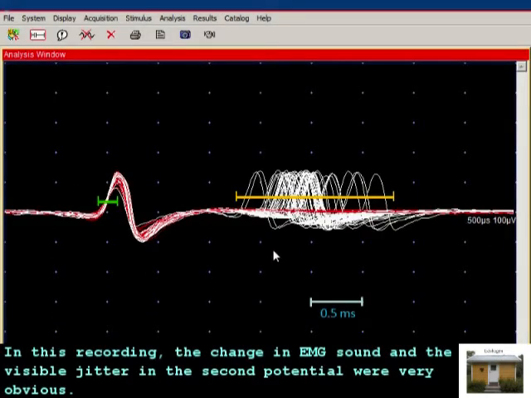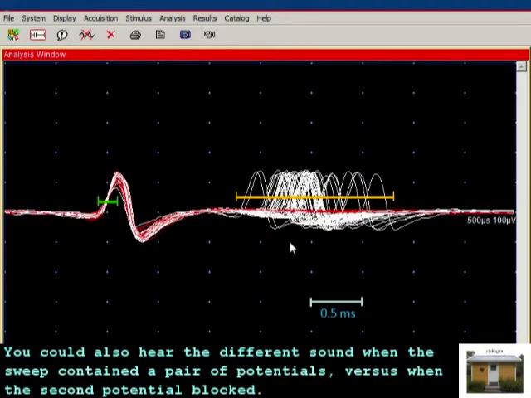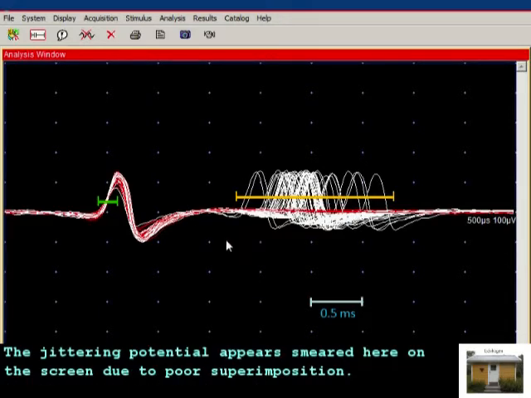In this recording, the change in EMG sound and the visible jitter in the second potential were very obvious. This amount of variation in sound indicates abnormally increased jitter. You could also hear the different sound when the sweep contained a pair of potentials versus when the second potential blocked. The jittering potential appears smeared here on the screen due to poor superimposition.